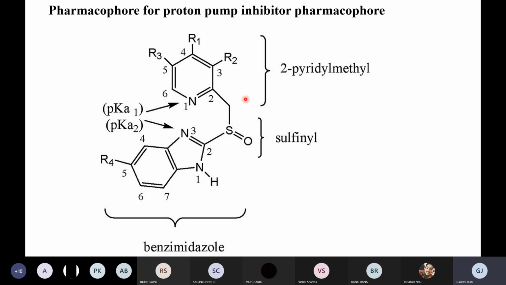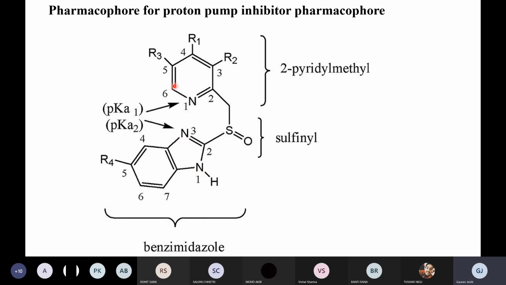Basically all the proton pump inhibitors, what are they made up of? They are made up of two heterocyclic molecules. One is the benzimidazole, and the second is the pyridine ring, right? Then we have a linkage and we have a sulfoxide here, right? Basically we have three nitrogens, one nitrogen, two nitrogen, and three nitrogen, right?